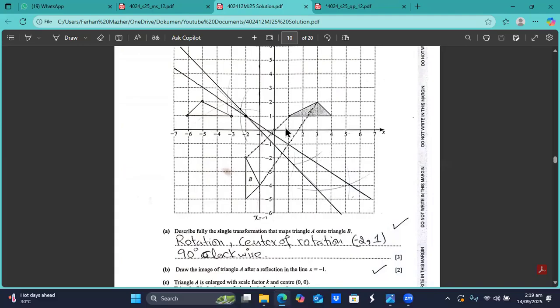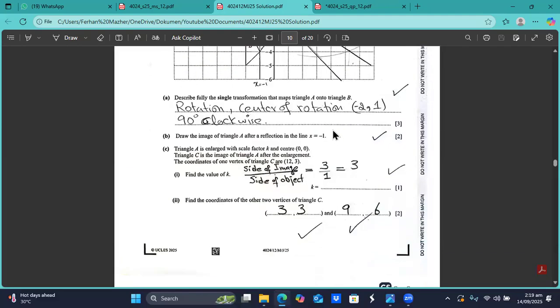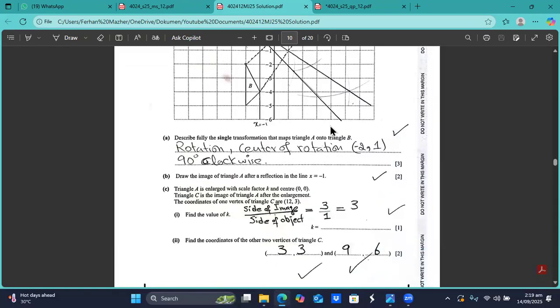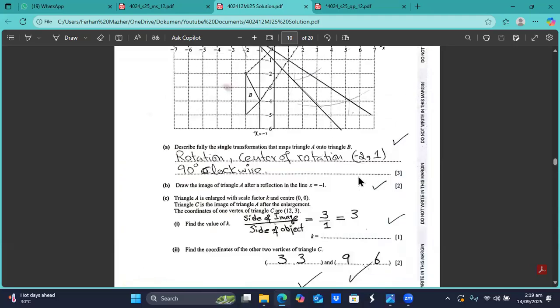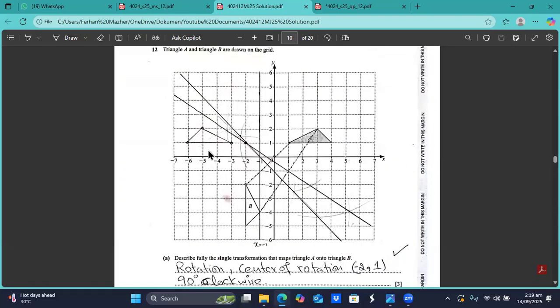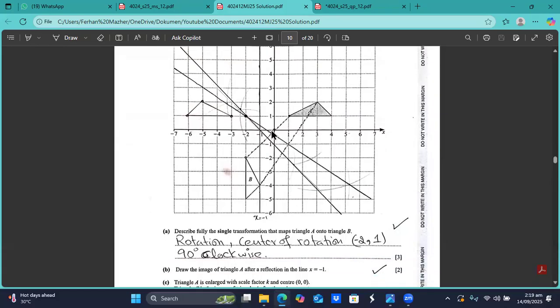Another way is, this is the best way, I think. So 3 by 1, so that is 3. So the scale factor is 3. How do I know? The side of the image by the side of the object. You see, if I find the image of this, it's one step on the x, 1 step on the y. So multiplied with the 3, so 1, 2, 3, 3 steps here, 1, 2, 3, 3 steps on.